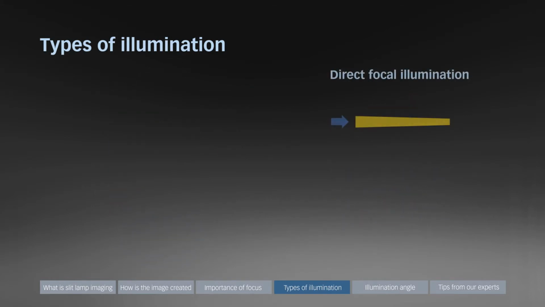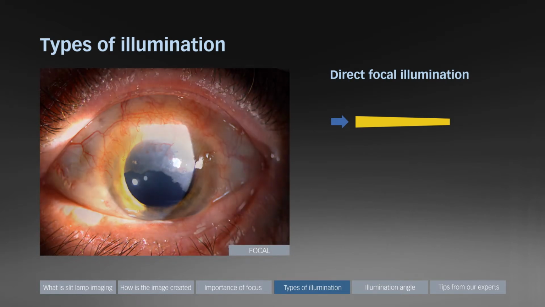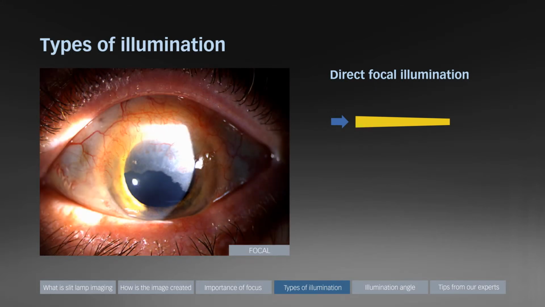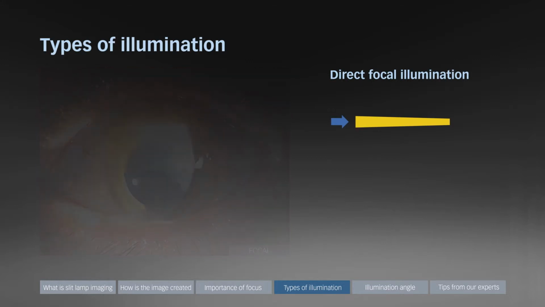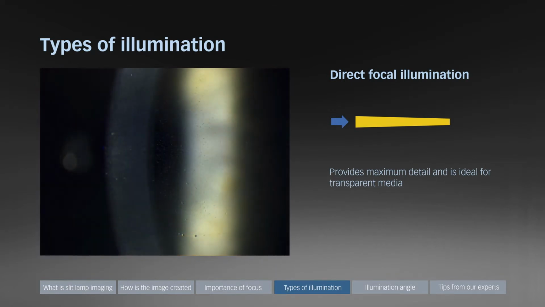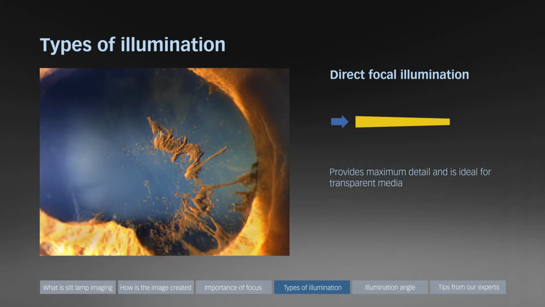Direct focal illumination. Direct focal illumination is a bright, focused light. For comparison, the same eye with diffuse illumination. Note how the direct focal illumination enhances the sharpness of the new vessels growing into the cornea. Direct focal illumination increases the contrast and in many cases can make more detail visible. It has the ability to show structure and detail in media that would appear transparent under diffuse illumination.